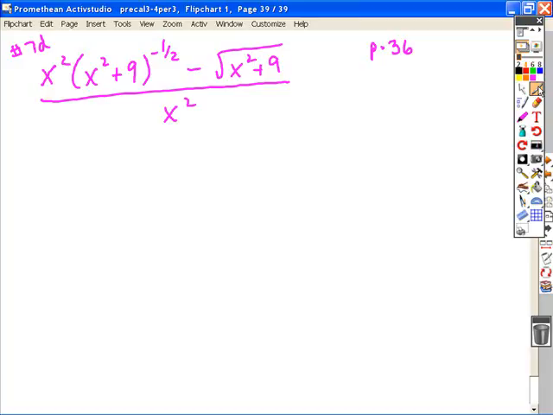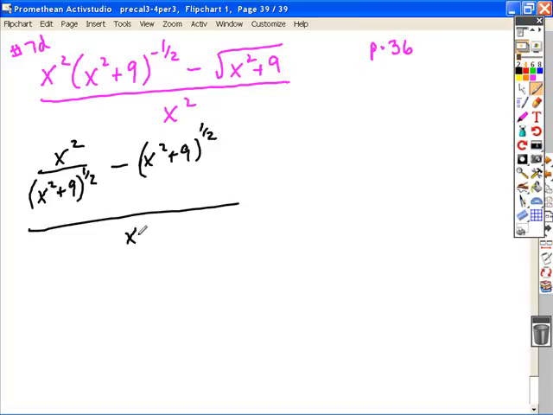All right, when you look at this, you have a negative power, so right away you know it's a complex fraction. The negative just moves that into the denominator of a single fraction. So if we rewrite this, the x squared will be in the numerator of this fraction. The x squared plus 9 to the 1/2 will be in the denominator. Minus, and just to make everything consistent, I'm going to put this in the form of a rational power. The square root is a power of 1/2 as well, all over x squared.